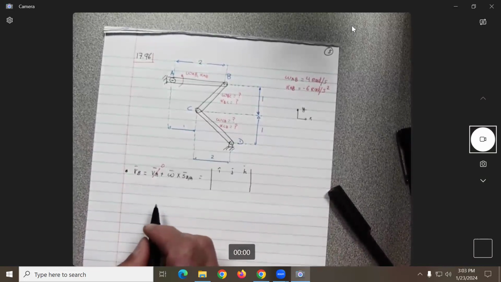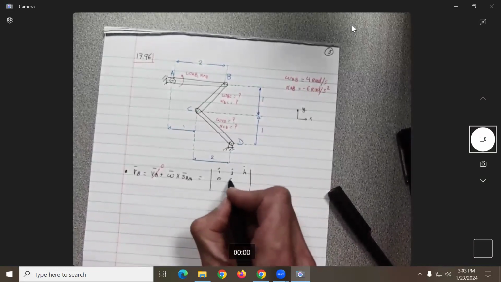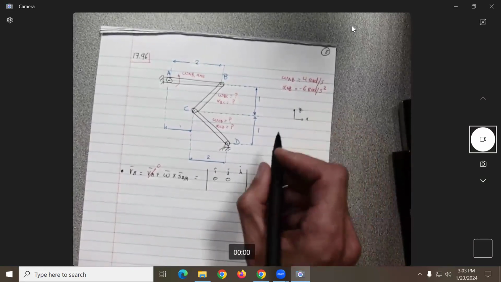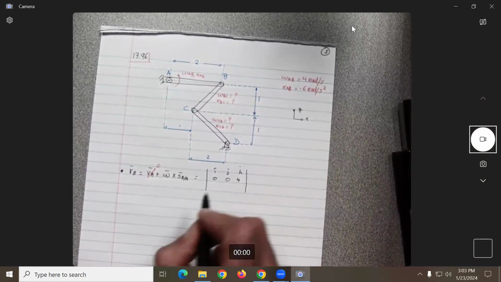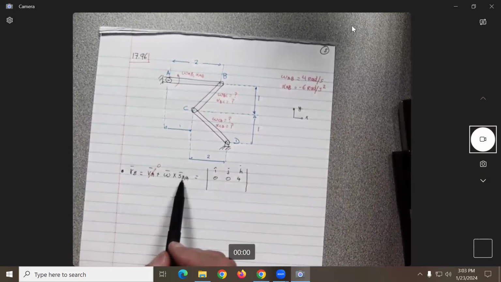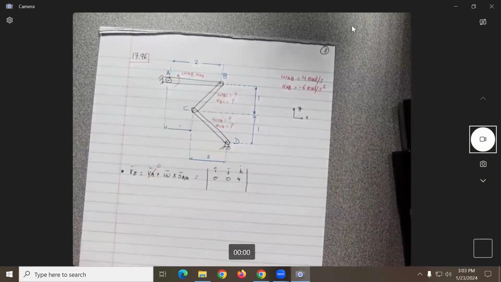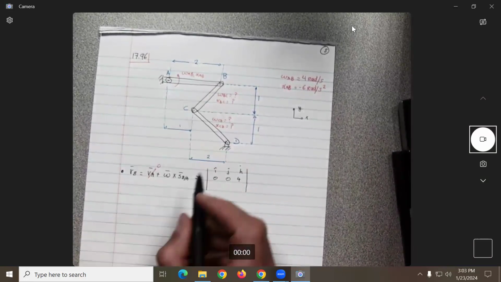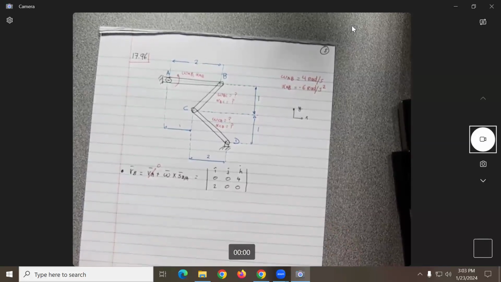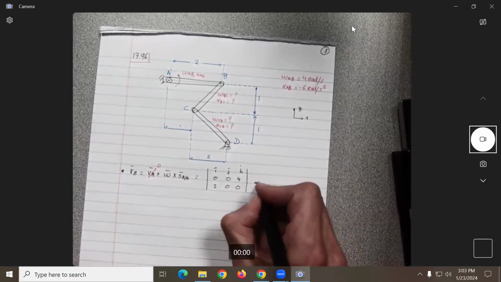What is omega AB? Is it given to us? 4. Now, what is the position of B with respect to A? 2, 0, 0. That's not too complicated, no? That's why I know that you're going to be doing cross products like crazy.